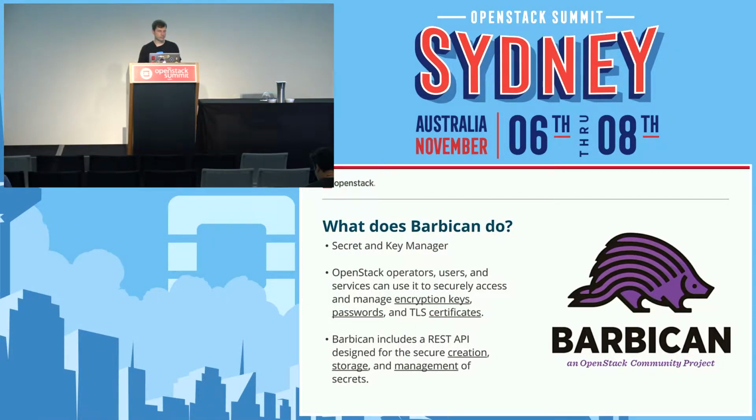So first, an introduction. What does Barbican do? Barbican is the secret and key manager for OpenStack. That means that it allows operators and users and services to securely access and store secrets that they need to do their function. These secrets include things like encryption keys, passwords, and TLS certificates. Barbican provides access to these objects through a REST API. And this REST API allows users to create new secrets, to store or retrieve secrets, and then also to manage secrets, including things like expirations.